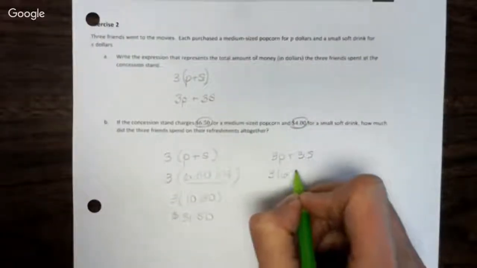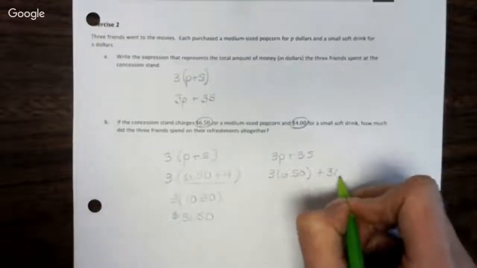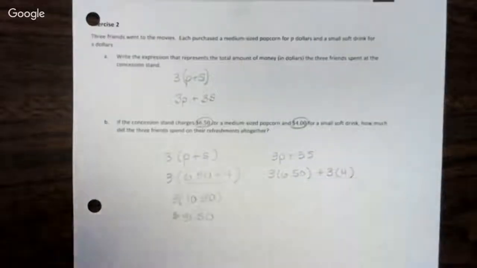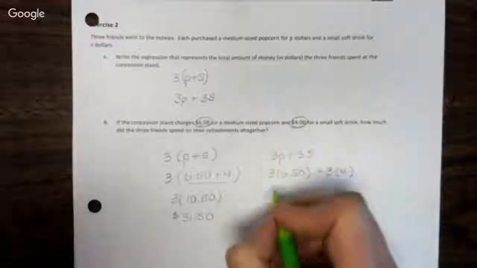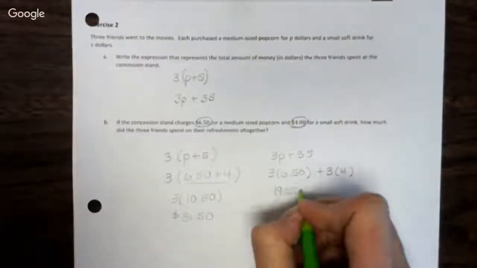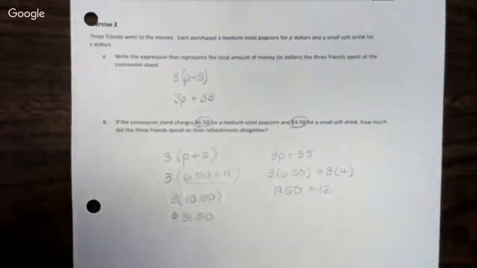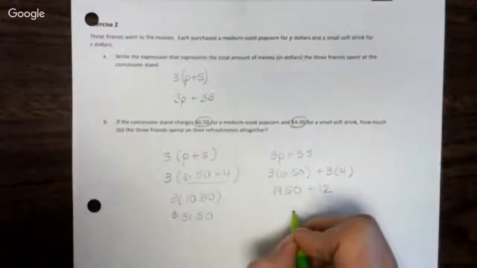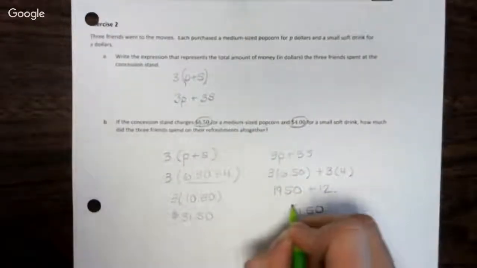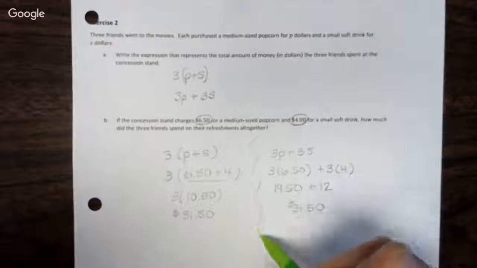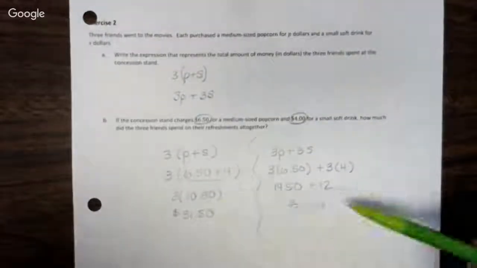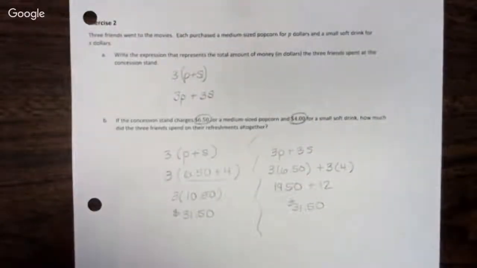Now you would get the same thing if you did 3P plus 3S. You'd do 3 times $6.50 plus 3 times 4. So $6.50 times 3 is $19.50. 3 times 4 is 12. So when I add that, I get $31.50. You don't have to do both ways, but I just wanted to show you that those would be equivalent.